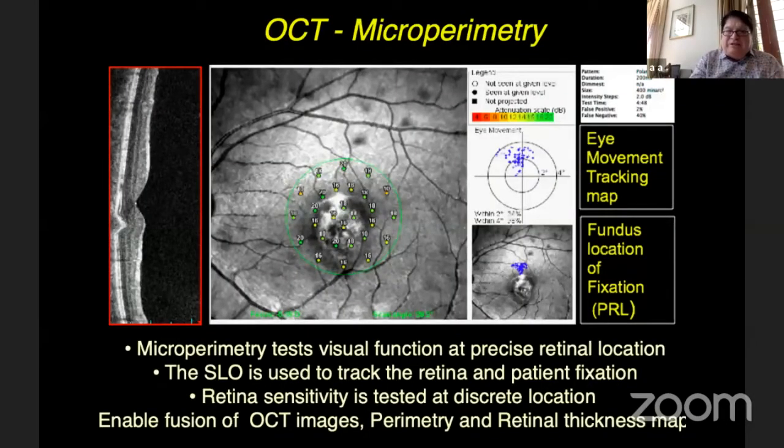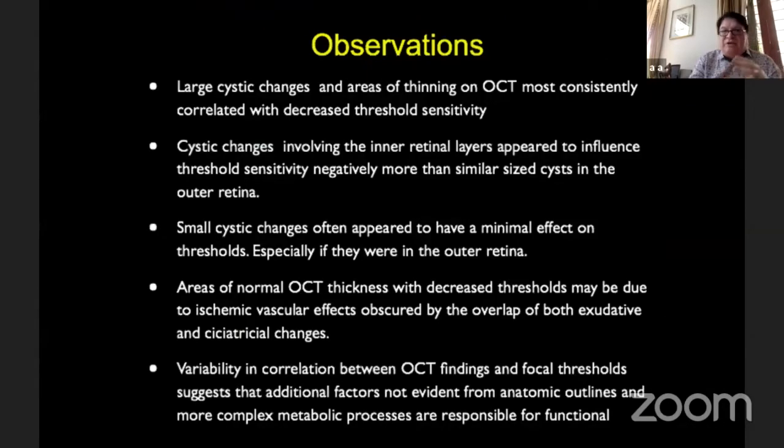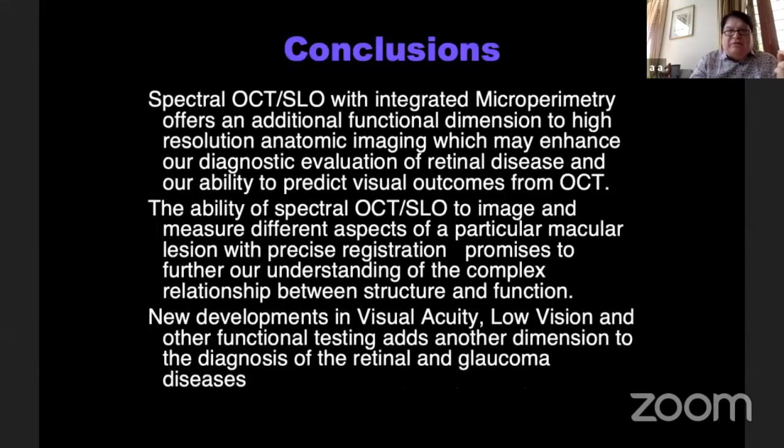So microperimetry basically tests visual functions at precise retinal locations. SLO is used to track the retina and patient fixation. Retinal sensitivity is tested at discrete locations. It fuses the images of OCT, perimetry, and retinal thickness map. So this is what is important in this particular microperimetry, which we have been using for the last couple of years. And sometimes you find that when you do an OCT, the inner layer and the outer layer change. We find that if the inner layer changes, the damage is much more.